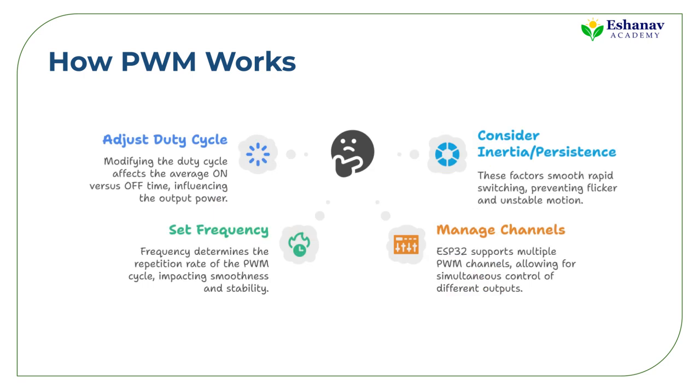The frequency is equally important. Too low, and LEDs flicker. Too high, and servos won't respond correctly. On the ESP32, you configure PWM using channels and timers so multiple actuators can each get the right mix of frequency and duty cycle. The magic is that while the microcontroller is rapidly toggling, your eye or the motor's inertia smooths it into a continuous effect.